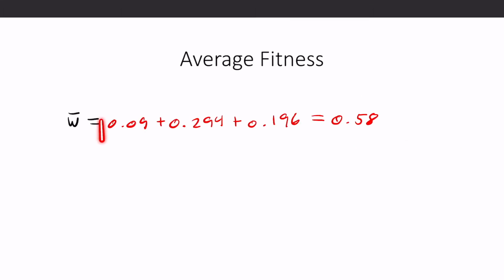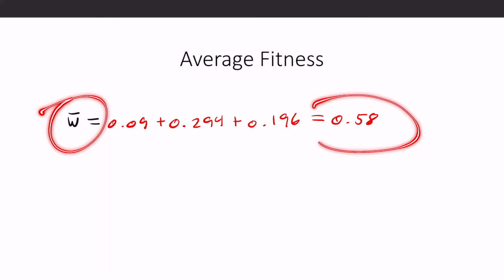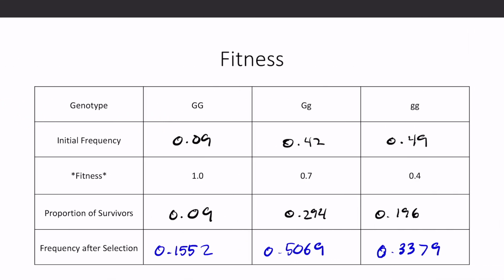We take the value of proportion of survivors and add them all together in order to get our weighted average, which is 0.58. And we take this value and divide it against the proportion of survivors in order to make it a proportion out of 1. And we get our frequency after selection, which are these values here. And as you can see, the frequency of green goldfish has increased while the frequency of orange goldfish has decreased.